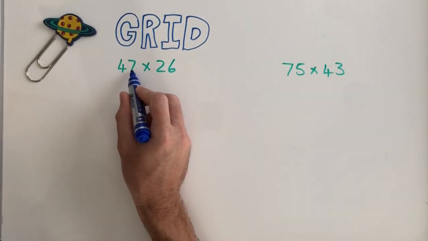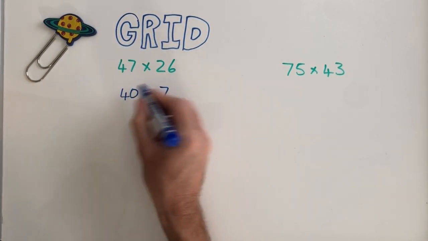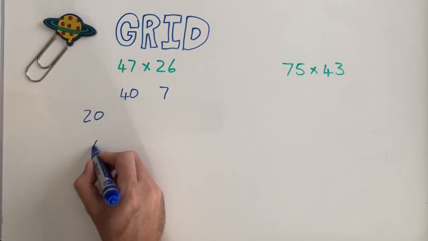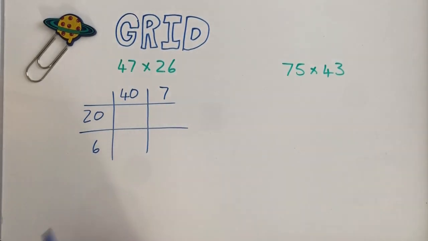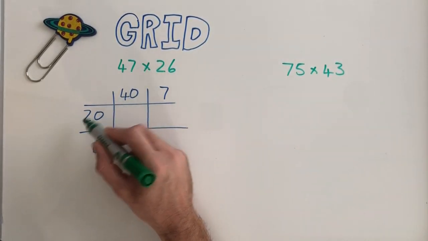So I know that 47 is the same as a 40 and a 7, so I just break those two up. And the 26 I'll break up again into a 20 and a 6, and then I'll do a little grid. And in the grid, I'm just going to multiply everything with each other.